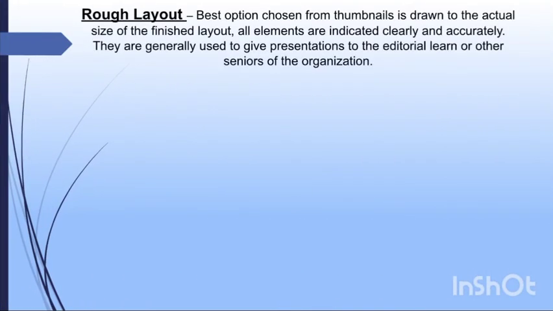The next stage is a rough layout. So the best option is chosen from the thumbnails, and it is drawn to the actual size of a finished layout, and all the elements are indicated clearly and accurately. A rough layout is usually made to give presentations to the editorial team or the other seniors of the organization. So a rough layout can be of two types.